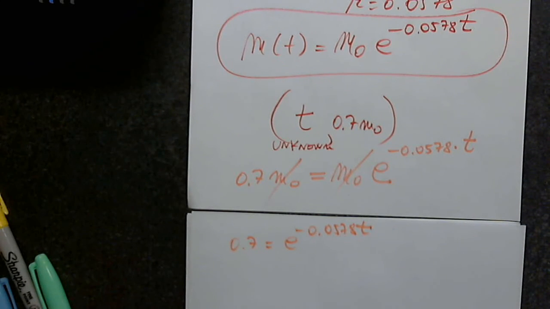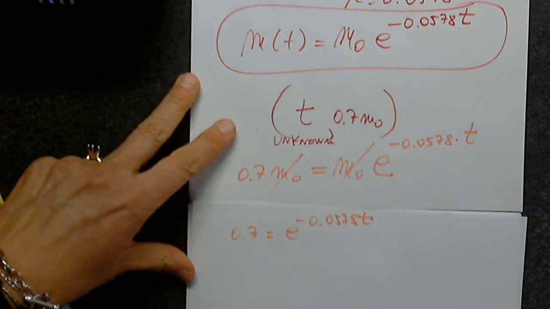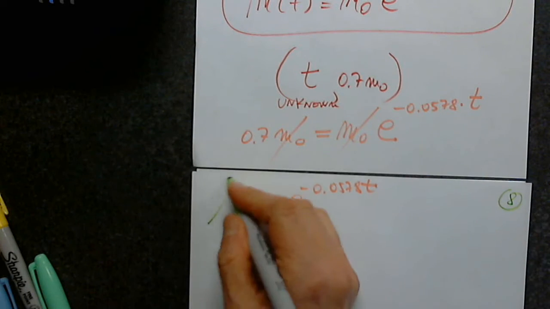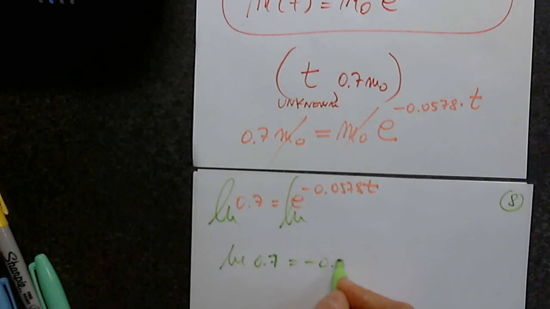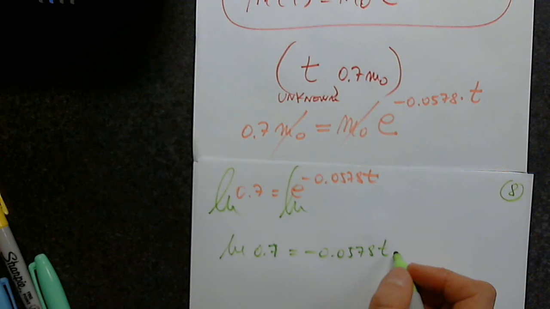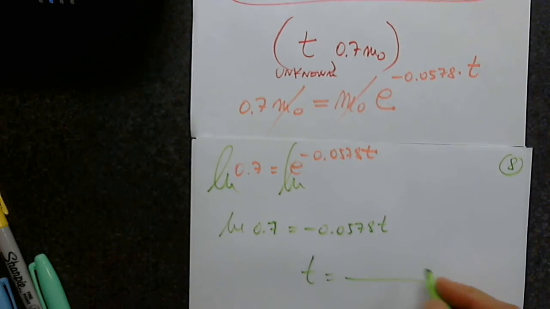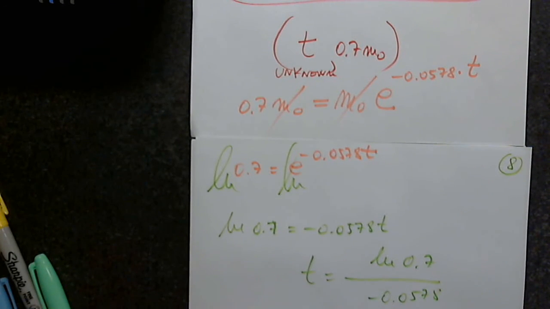I know how to proceed. How do I proceed? Yes, awesome. Natural log indeed. So natural log 0.7 equals negative 0.0578 t times natural log e. How much is natural log e? 1. So finally, t equals natural log 0.7 over negative 0.0578. One more time, do I expect an answer smaller than 12 hours or more than 12 hours? Smaller than 12 hours.